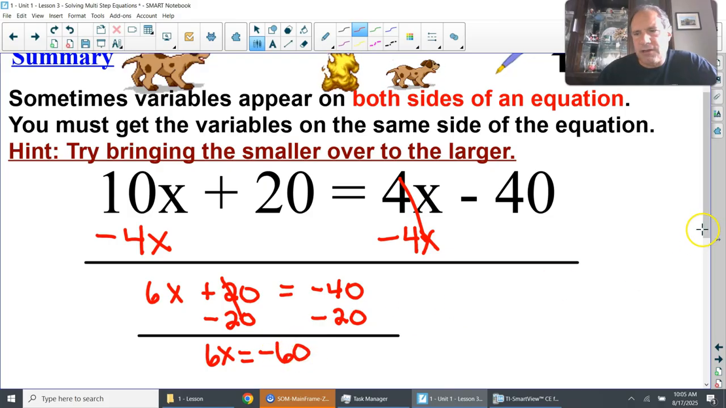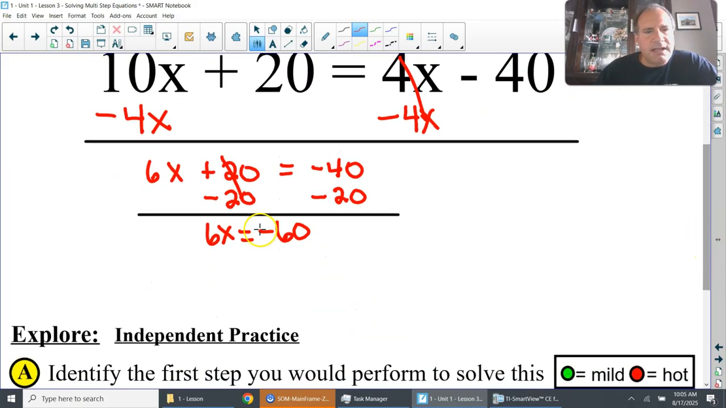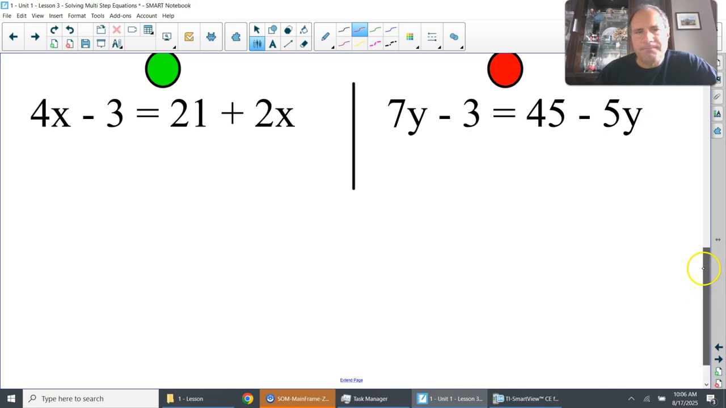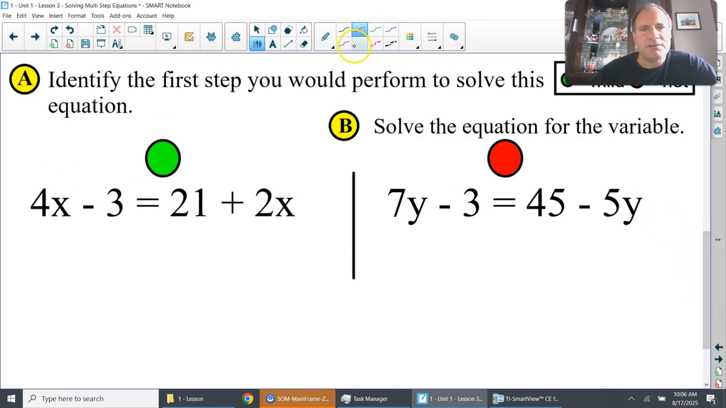Again, put it in your calculator if you need to. And then you divide by 6 on both sides, and x equals negative 10. And that is your answer. All right, and so we're just going to go and practice some more. It says identify the first step.